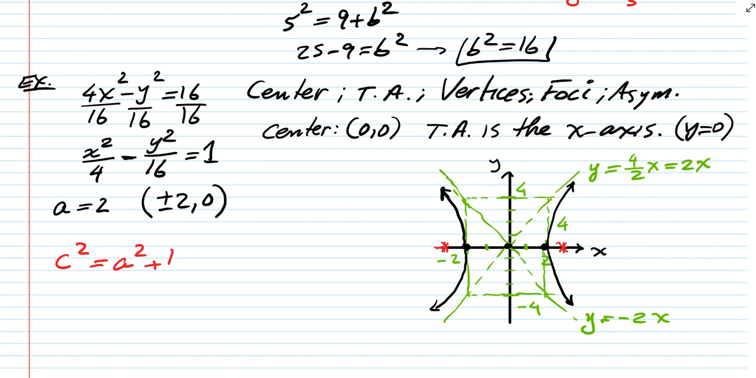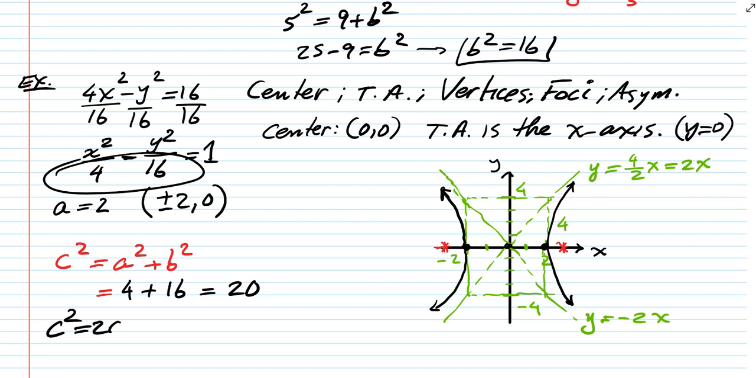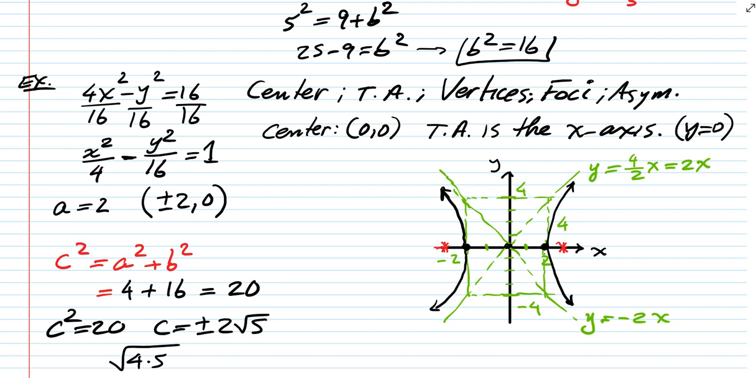C squared is A squared plus B squared. That means A squared is 4, B squared 16, right? I'm looking at the denominators. And remember, do not square them twice. We see them in their squared form. So C squared is 20, therefore C would be plus or minus 2 root 5. Correct? That's square root of 20, because 20 is 4 times 5. Square root of 4 is 2. That's how you get 2 root 5.